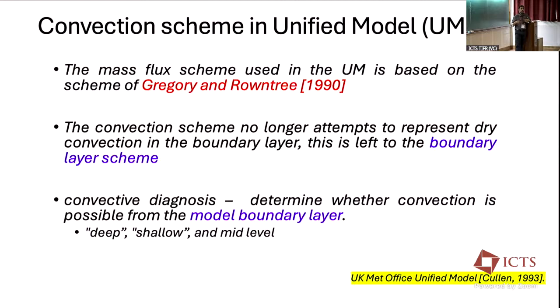So now the boundary layer has two parts. It will diagnose the convection, and then it will tell the convective scheme that this is where the parcel is ready to trigger, so I'm giving this property to you. Then the convection scheme, based on this diagnosis, will decide whether to call it shallow or deep, and will take care of the convection. But the triggering is based on the boundary layer scheme. That is the difference between these two. And the convective diagnosis, like I said, determines whether convection is possible from the boundary layer or not.